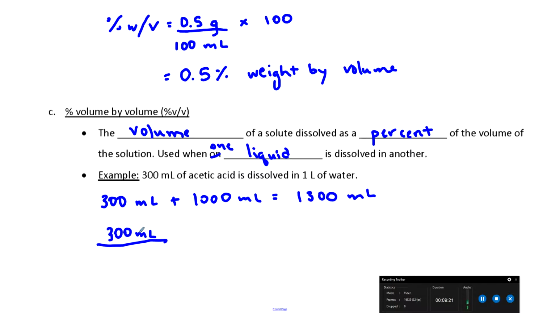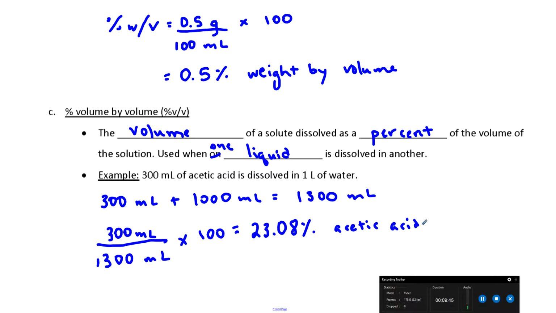So I'm going to take my 300 milliliters of the acetic acid, and I want to know what percentage that is of the total volume. So here's my total volume. To make it a percentage, I multiply by 100. So when I divide and then multiply by 100, I get 23.08% acetic acid by volume. Now I believe household vinegar is 5%.